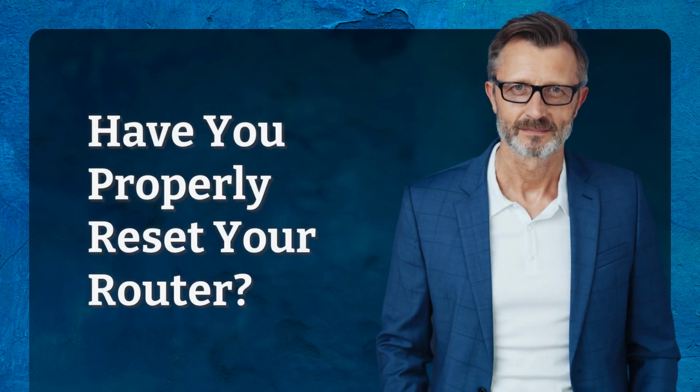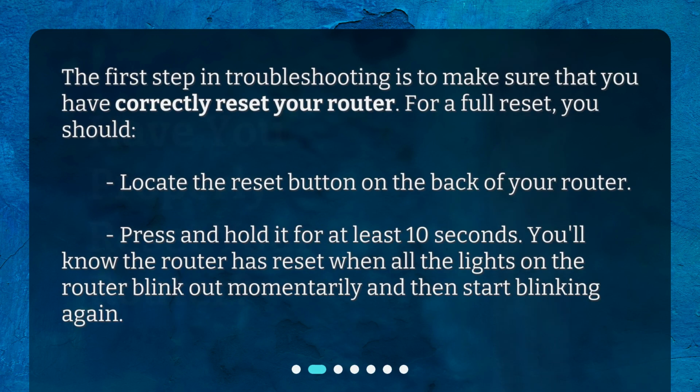Have you properly reset your router? The first step in troubleshooting is to make sure that you have correctly reset your router. For a full reset, you should locate the reset button on the back of your router. Press and hold it for at least 10 seconds. You'll know the router has reset when all the lights on the router blink out momentarily and then start blinking again.